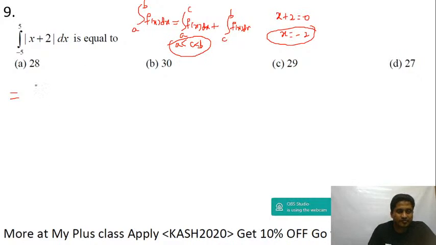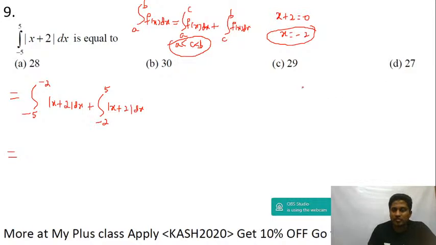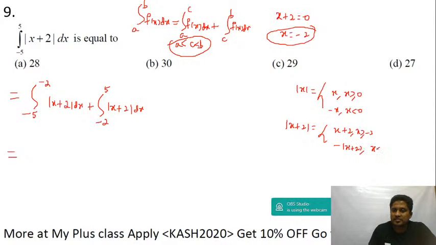So minus 5 to plus 5 can be written as minus 5 to minus 2, and then minus 2 to plus 5, of mod of x plus 2 dx. Is it not, guys? Now we all know that mod x is equal to x when x is positive, and minus x if x is negative. So mod of x plus 2 will be equal to x plus 2 if x is greater than or equal to minus 2, and minus of x plus 2 when x is less than minus 2.